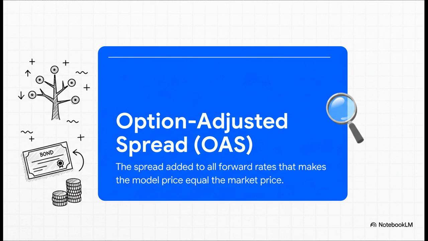The OAS is the single constant spread, the magic number you have to add to every single interest rate on your tree to make your valuation model spit out that exact market price. It's stripping out the effect of the option and telling you what spread you're earning for credit and liquidity risk.